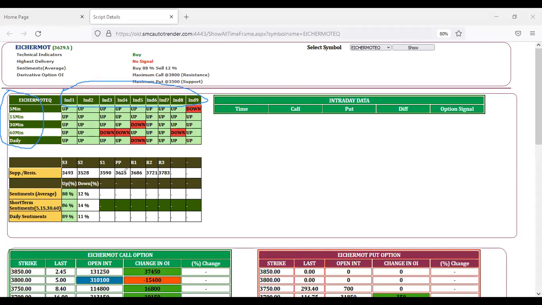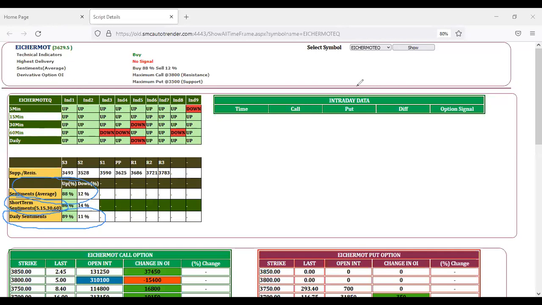To give you a better understanding, we have given you a separate daily sentiment, a separate short-term sentiment, and a sentiment average.